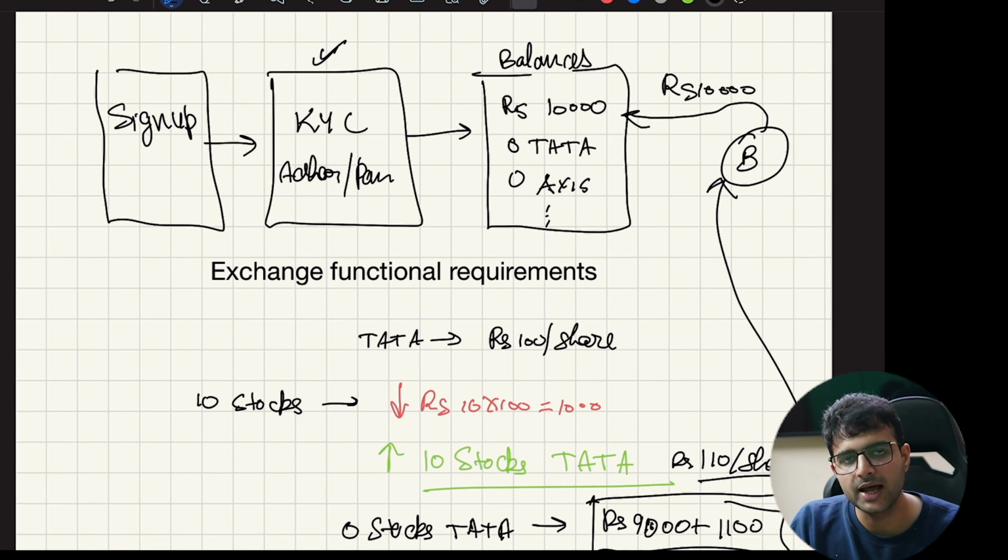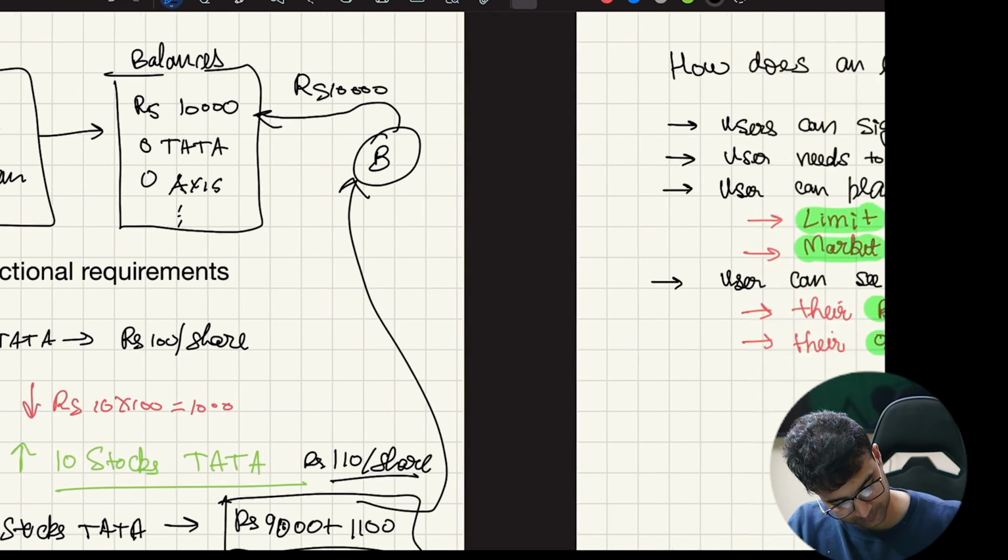That's the high level requirement of an exchange. It should allow users to put money in there. Once they've put money in there, they can buy and sell various stocks that are listed on the exchange.